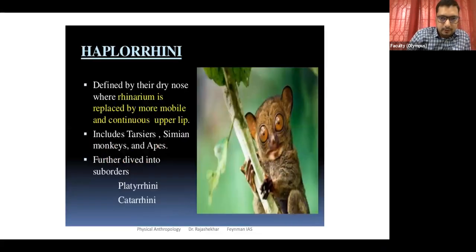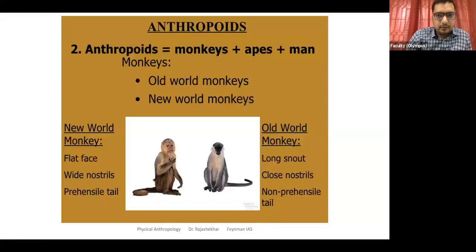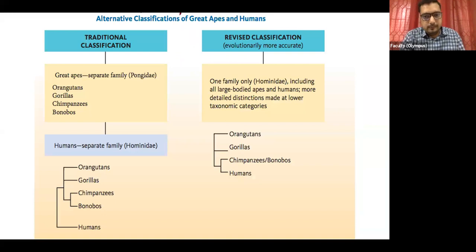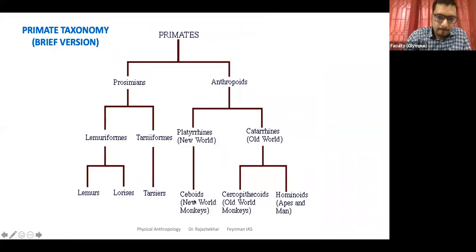I don't think we need to learn about strepsirrhini. Next, we'll move on. So this is briefly about prosimians, a few features related to them. I don't think we need more than that from the exam point of view. So we'll focus more on us, the anthropoids.